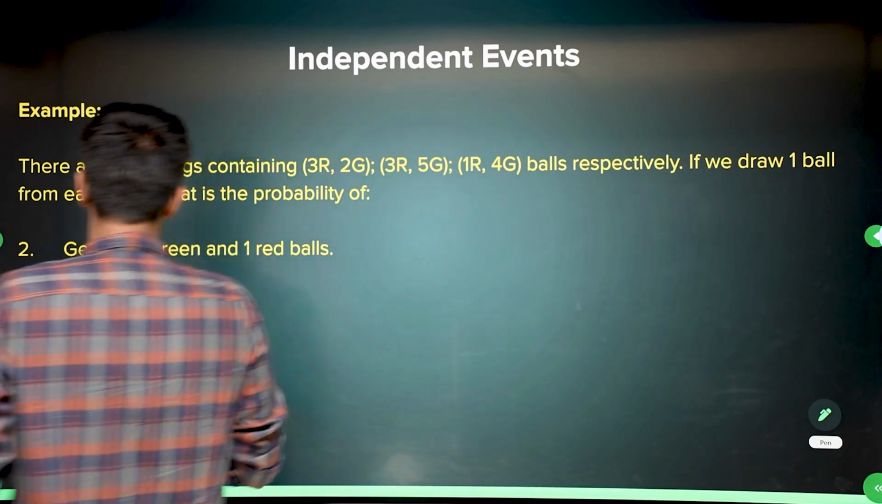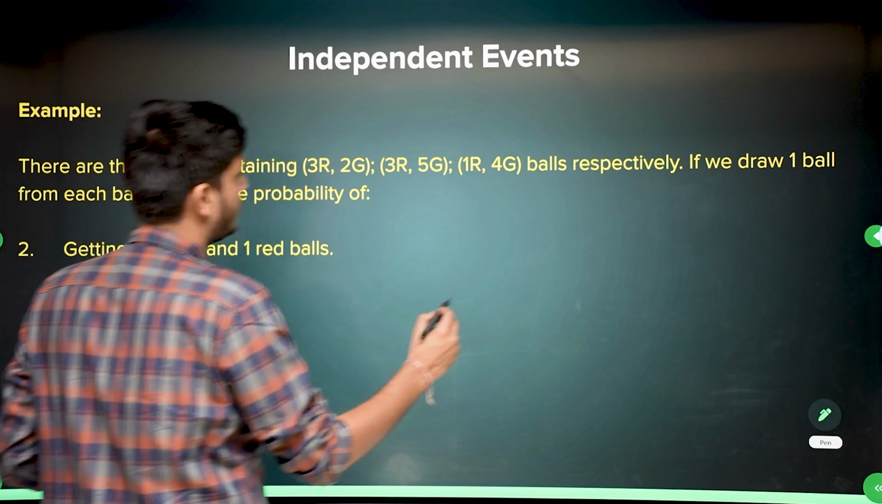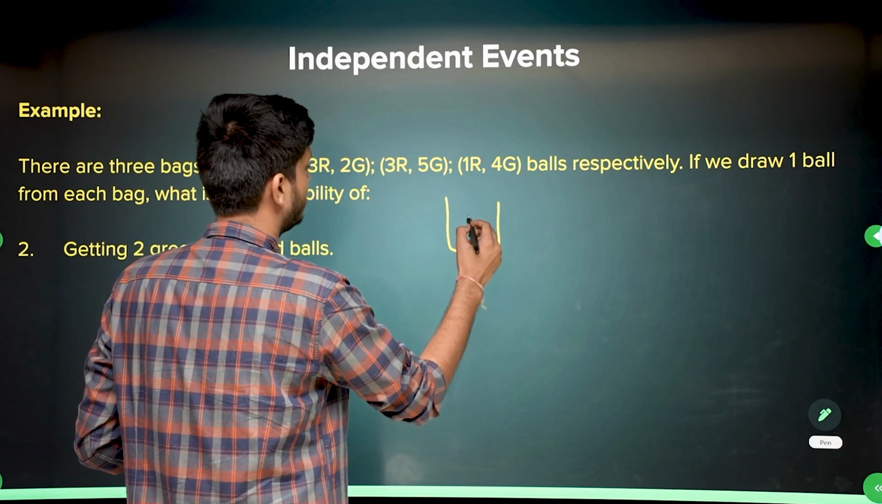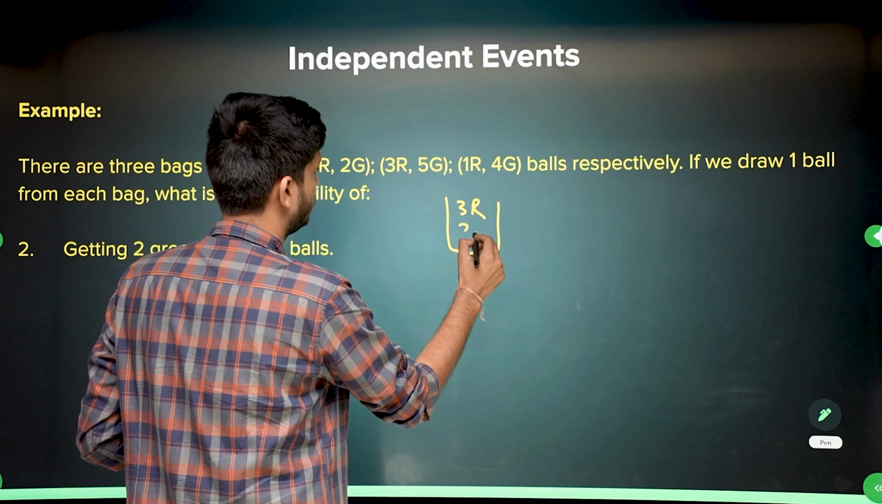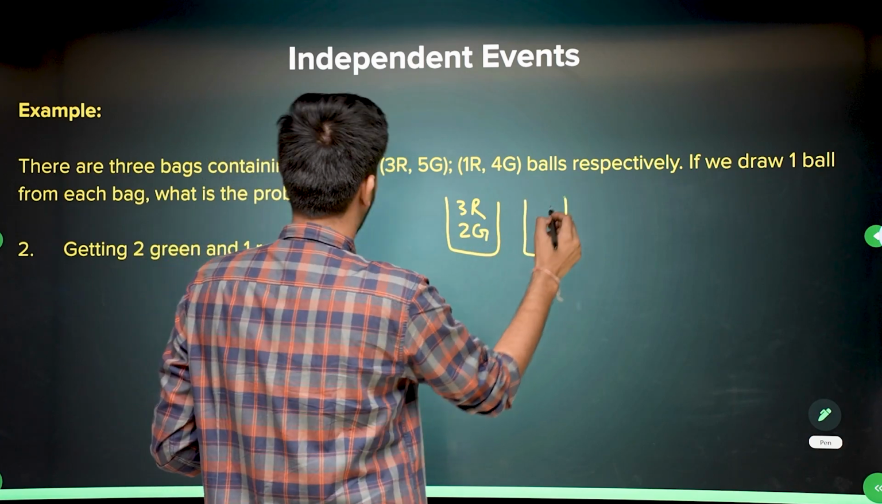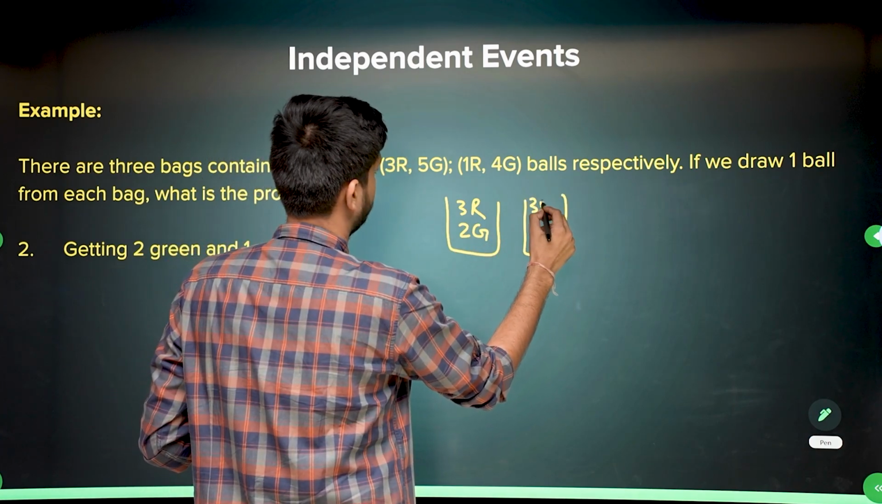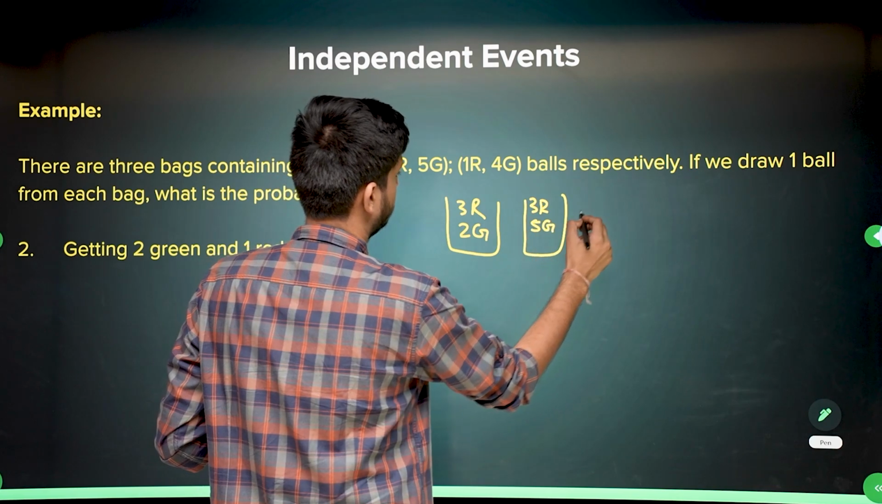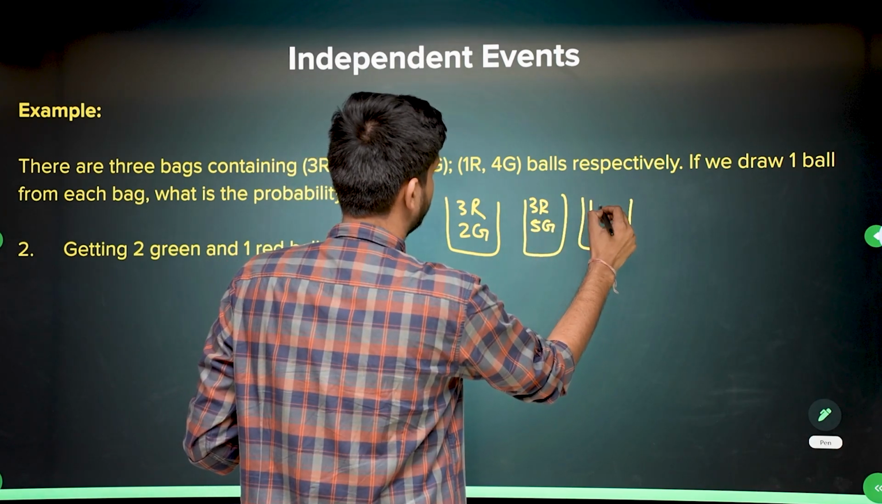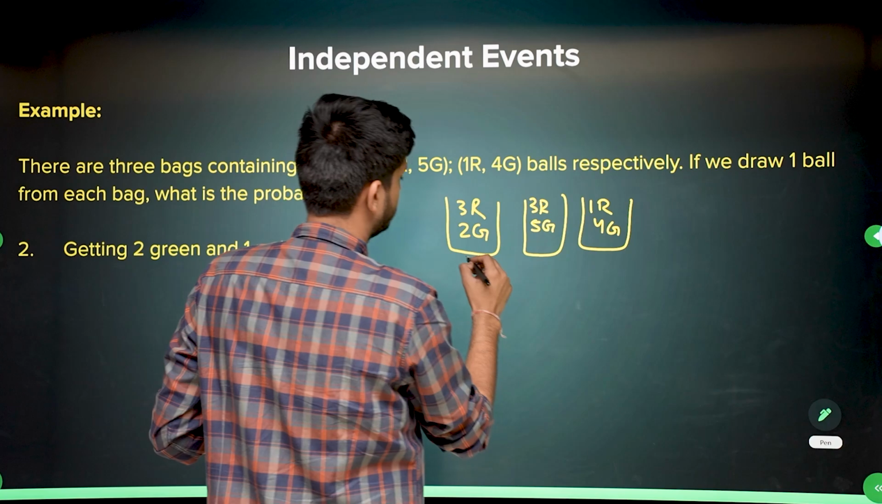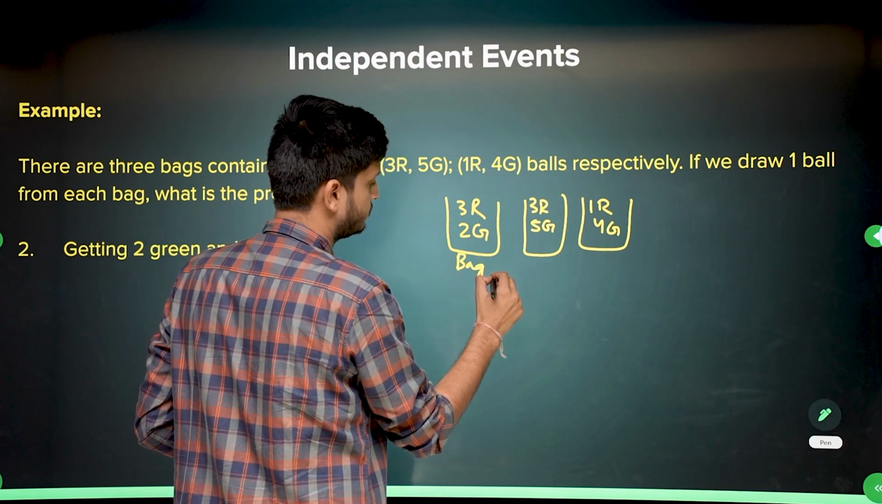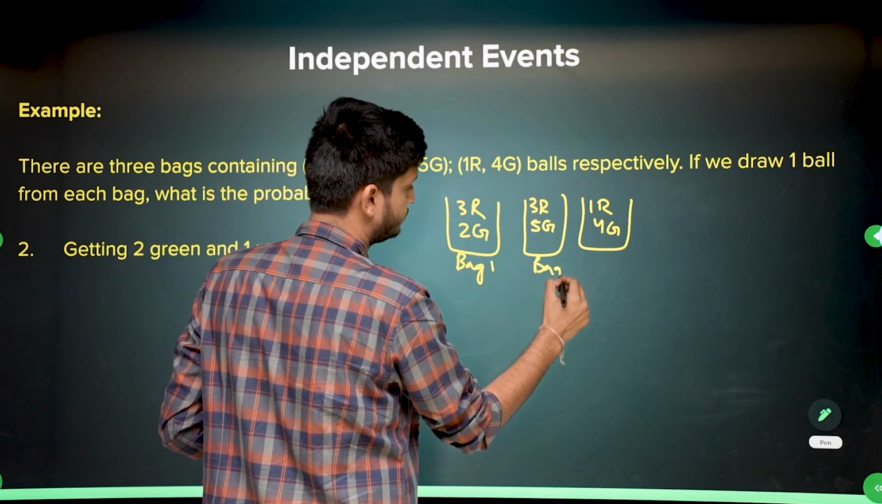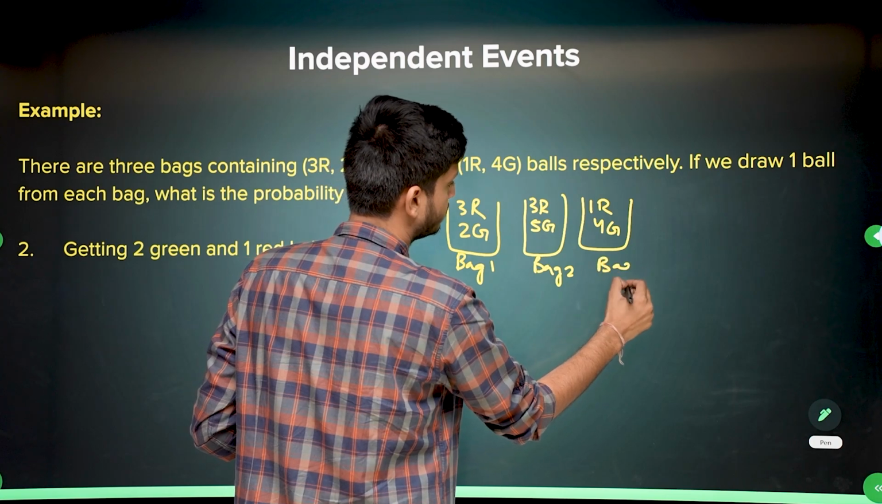Okay. So again, what is the configuration? Like we have 3 bags. Bag 1 contains 3 red, 2 green balls. Bag 2 contains 3 red, 5 green balls. And bag 3 contains 1 red, 4 green balls. This is bag 1. Bag 2. This is bag 3.